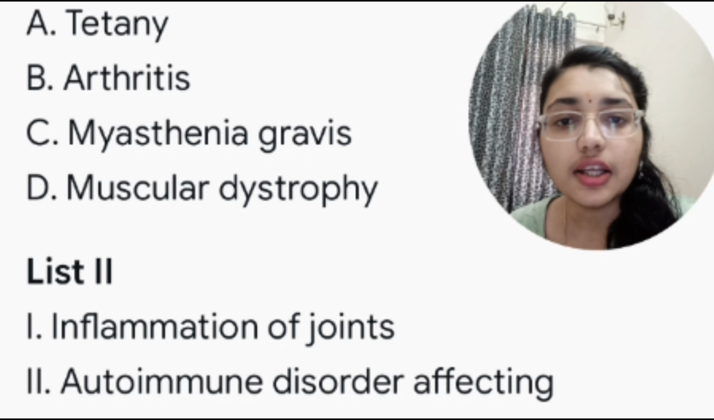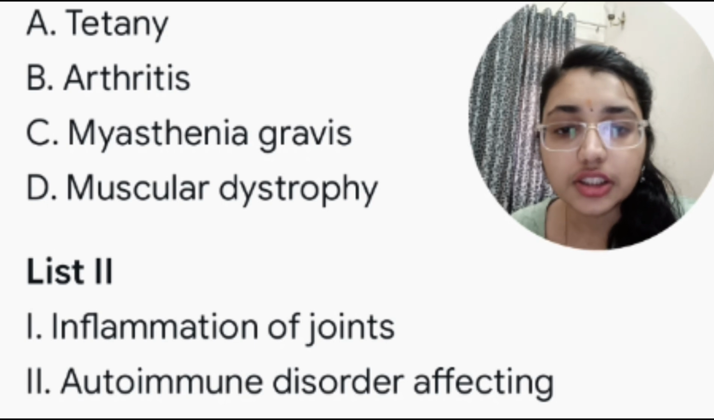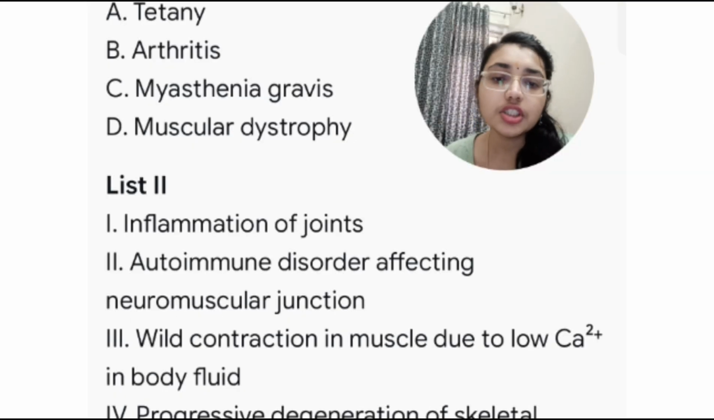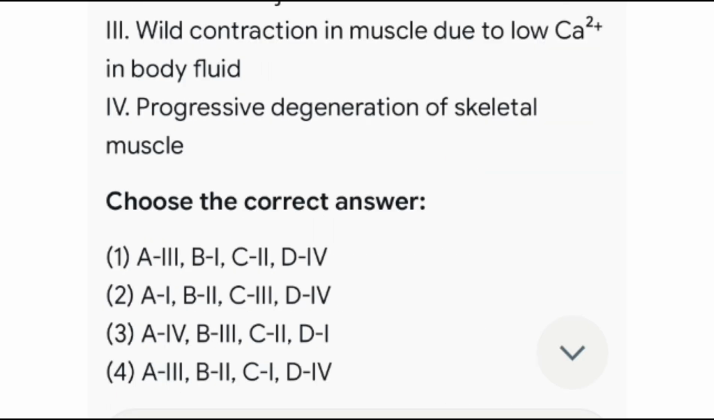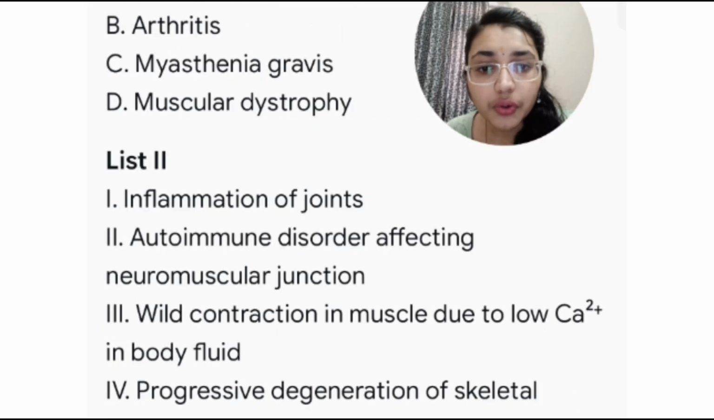So here A, that is tetany, is matching with the wild contraction in the muscle due to the lower calcium in the body fluid. Now let's see which option shows this. A is 3. Here only options 1 and 4 show that. Now let's see what arthritis is matching with. Is it 2, autoimmune disorder affecting the neuromuscular junction?